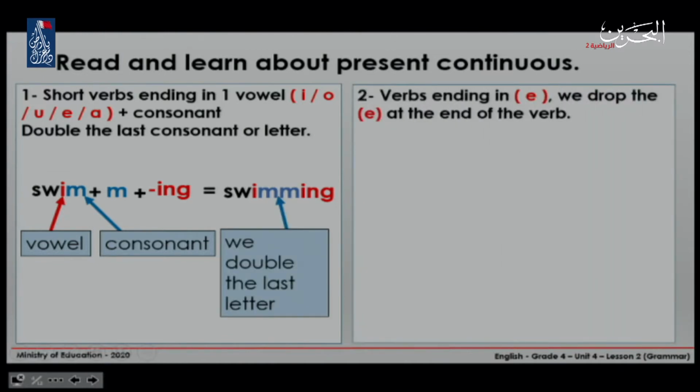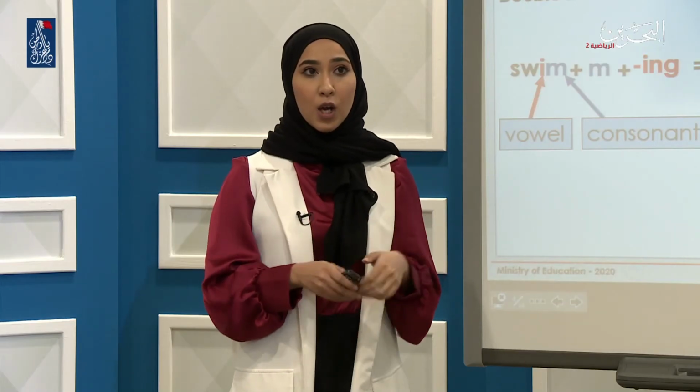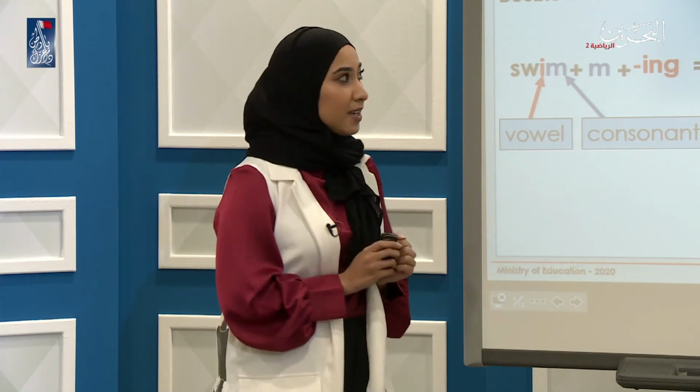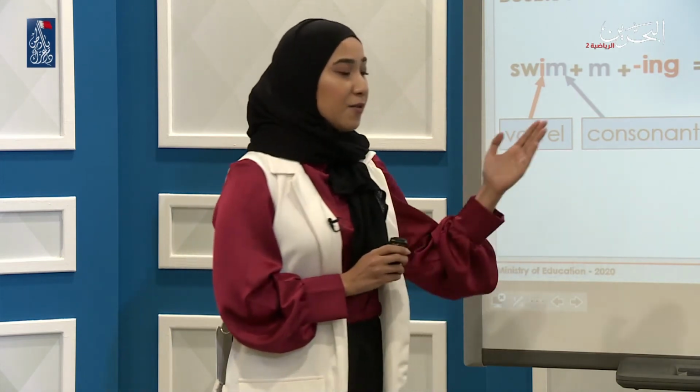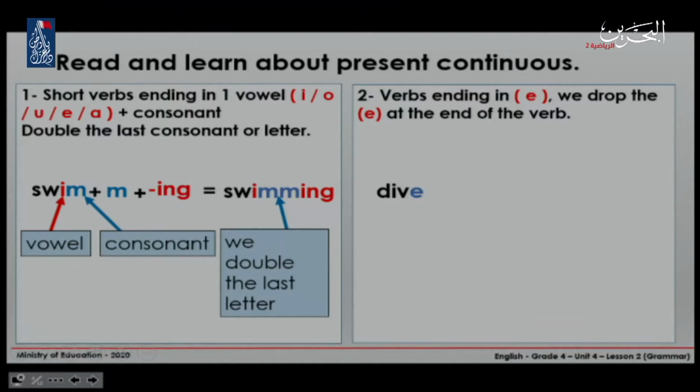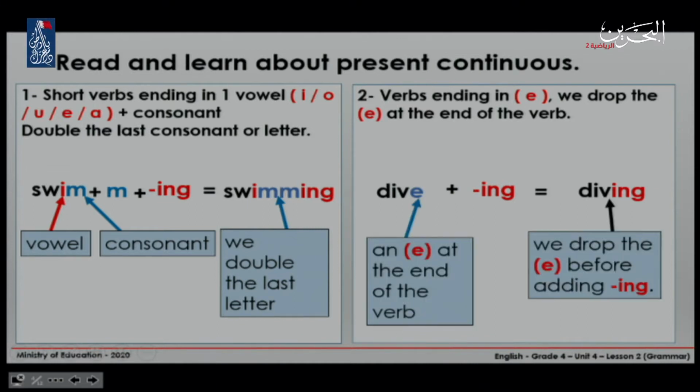The second rule is the verbs that end with a silent E, we drop the silent E at the end of the verb. Here we have an example, the verb dive. We will change it to present continuous by adding ing. It will become diving. As you can see here, we dropped the silent E and it became diving.